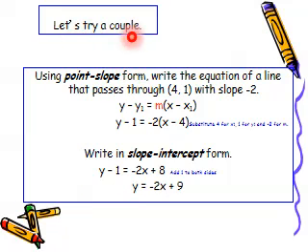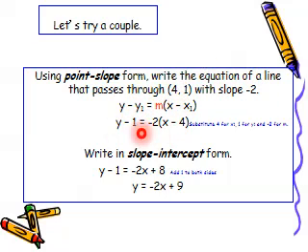All right, so let's try a couple here, real straightforward. Using point-slope form, write the equation of a line that passes through (4, 1) with a slope of negative 2. So y minus y1 equals m times (x minus x1). That's our equation. 4, where does that go? That's the x coordinate of the point. It goes in for x1. 1, where does that go? That's the y coordinate of the point. That goes in for y1. And our slope, negative 2, always goes in for m.